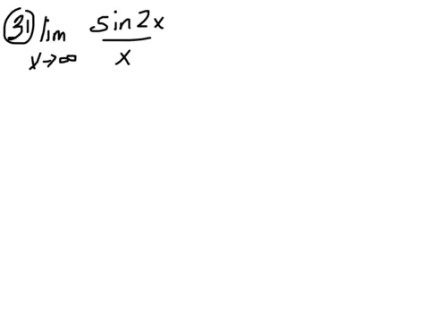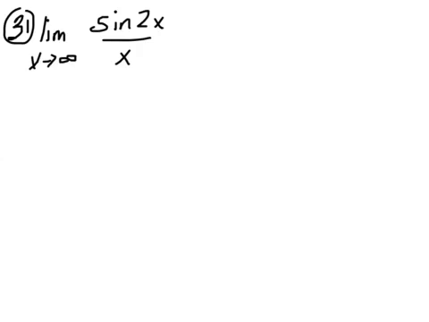Make sure I did this, because there's one on your test like this. On 31, you've got the limit as x approaches infinity of sine 2x over x. If you direct substitute here, you're going to get infinity on the bottom, and we don't know what the sine of 2 infinity is going to be, so it's kind of problematic, and you've got to reason through this a little bit.